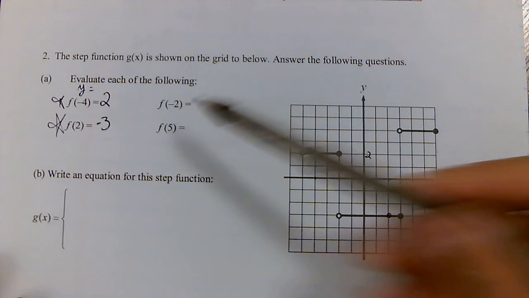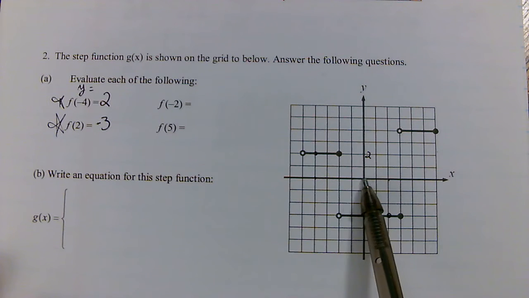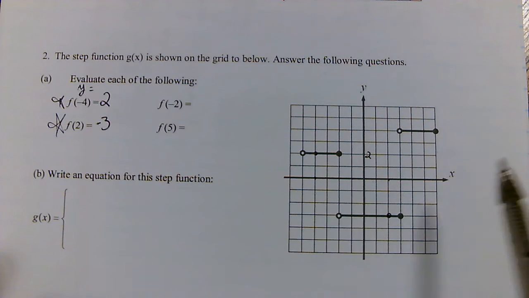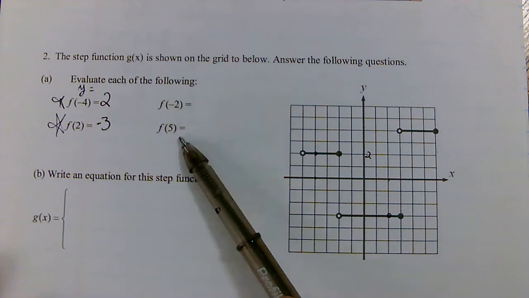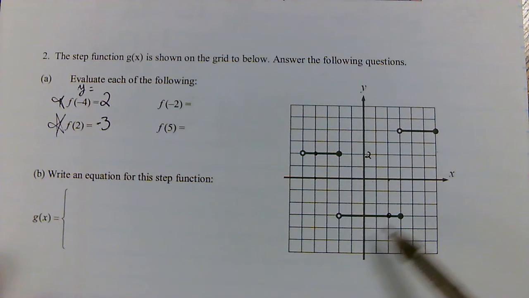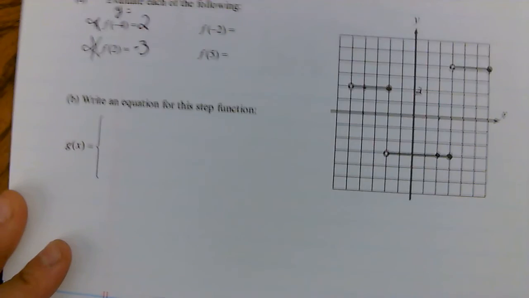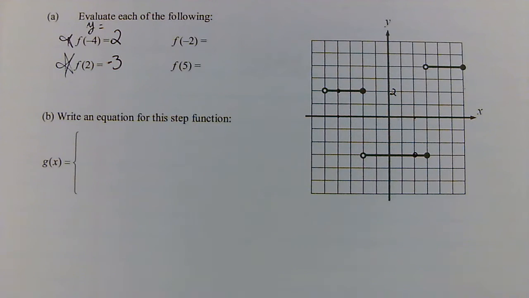Try these, guys. What you want to do is see what range your x is sitting in. So go over to that x value, go over to -2, go over to 5, and then see which line it's matching up with. The second part here is asking you to write the different rules for this step function.